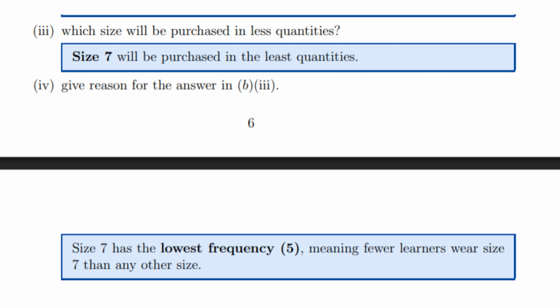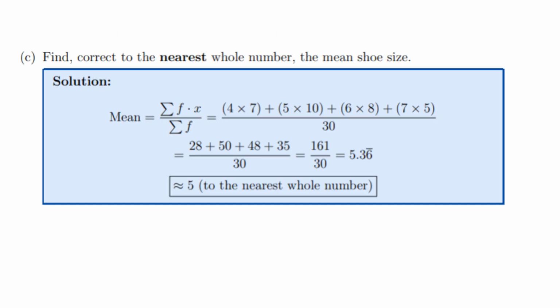Then our last question for the day: correct to the nearest whole number, the mean shoe size. The mean is sigma fx over sigma f. So you find sigma fx, and sigma f is 30. You solve for this, and you get a mean shoe size of 5.38. But to the nearest whole number, it is 5. So this brings us to the end of paper 2.